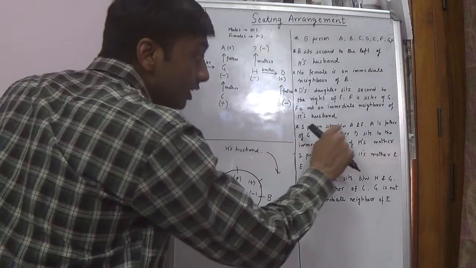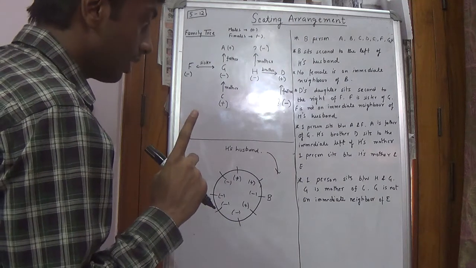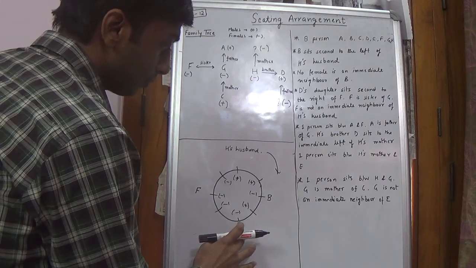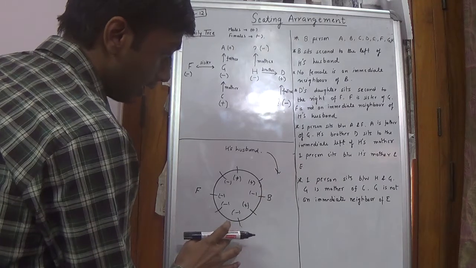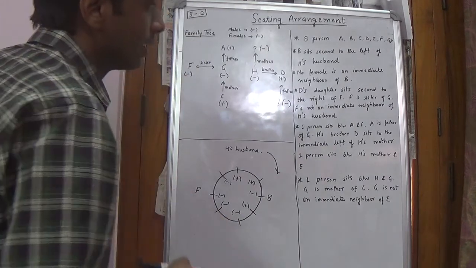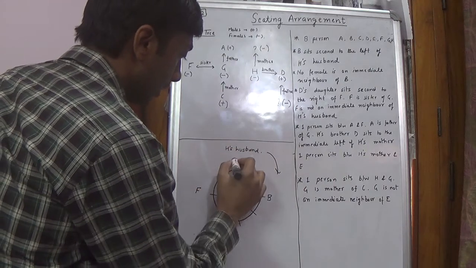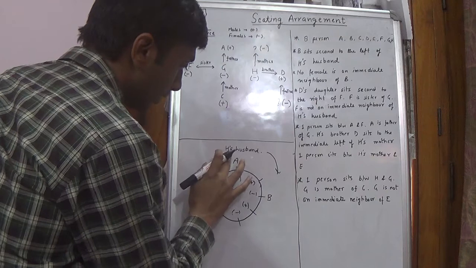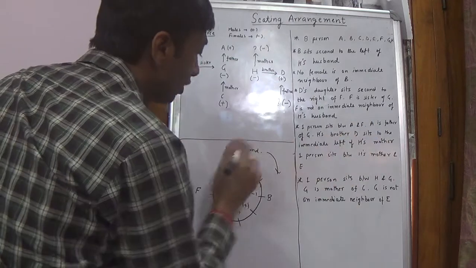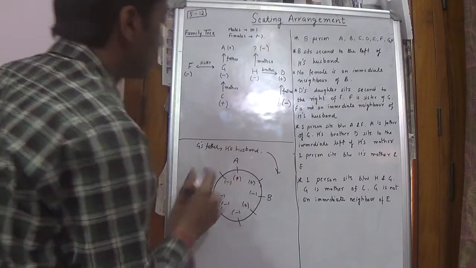Similarly, this says a person sits between A and F. A is father of G. So A is a male, and one person sits between A and F. So if we assume this is B and this is F, then this has to be A, but this is not a male. So F has to be this. So one person sits between A and F. A is father of G. So here we got A, because one person is between A and F, and he is a male. A is a male because A is father of G. So A is G's father, and H is husband.